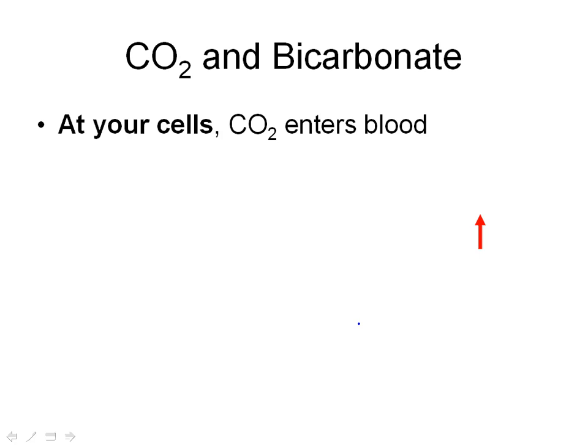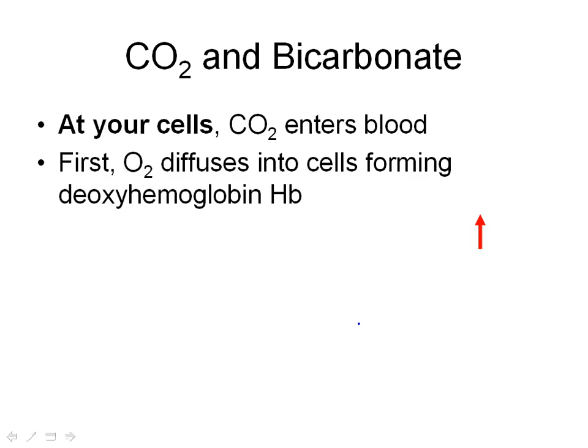So CO2 and bicarbonate. Let's talk about what's happening at your cells first. We know the cells are cranking out lots of CO2 because of cellular respiration. That's a byproduct. CO2 is going to enter your blood. But first, before it enters your blood, the oxygen has to jump off of the hemoglobin. Remember, the pressure of O2 is high in the blood and low in the cells. So O2 diffuses into the cells, leaving regular old hemoglobin. Sometimes we call it deoxyhemoglobin, but it's basically empty hemoglobin.